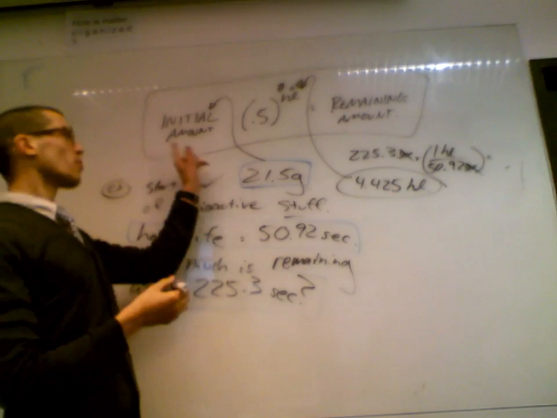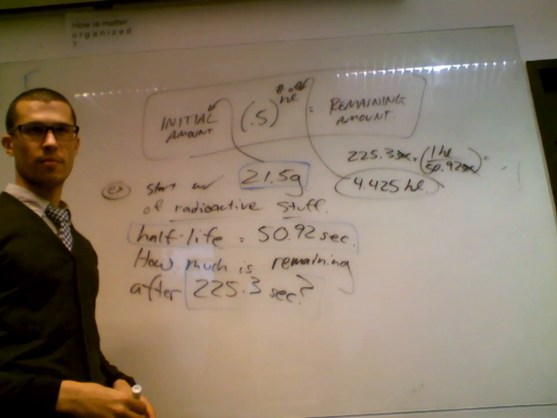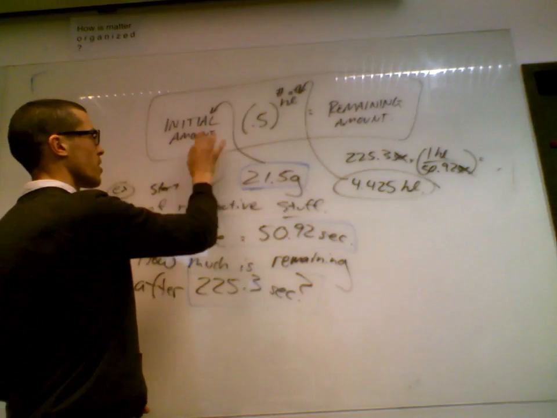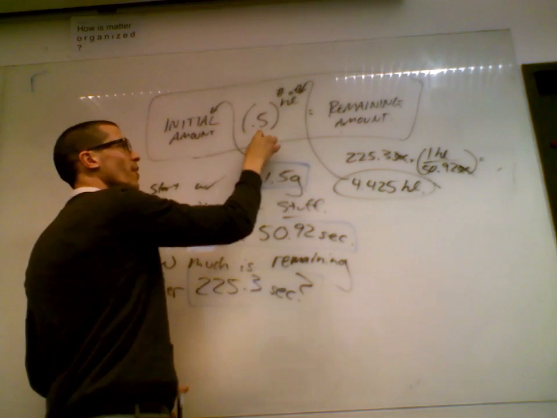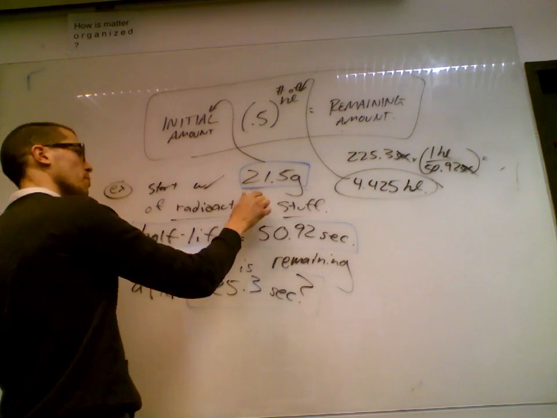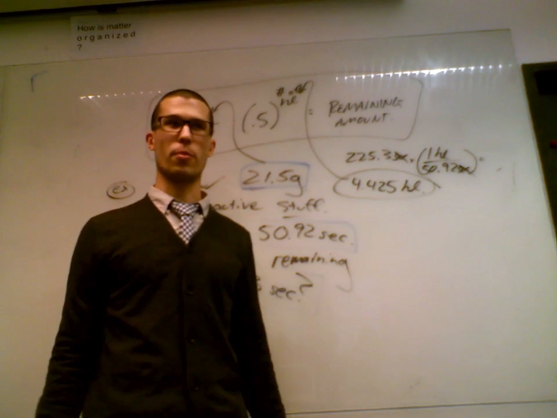We can put this into our calculators and get the remaining amount. That's the wrong number. So you take 21.5, put it in here. I like to put the 0.5 raised to that power first, and then multiply that by the 21.5. That way I know my calculator is doing the right order of operations.